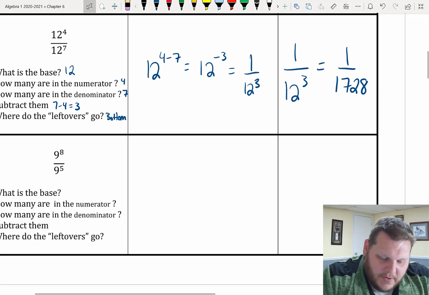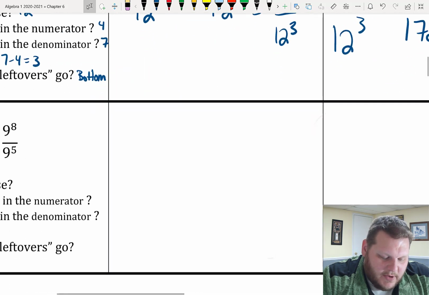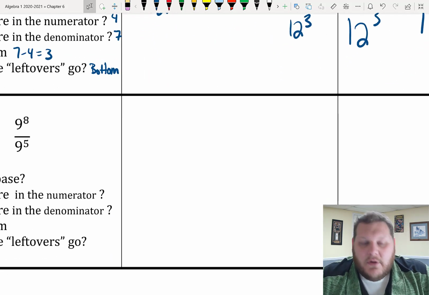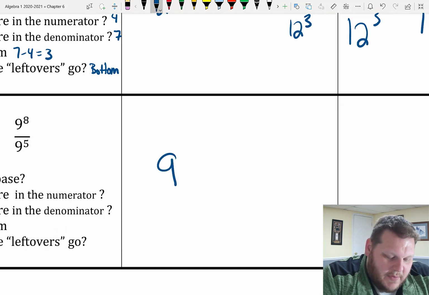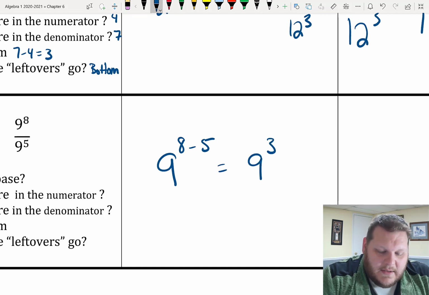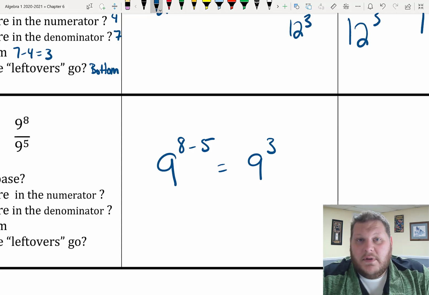All right, one more example, and we're going to skip over the questions over there. We're going to jump right into the meat of the problem. If I've got 9 to the 8th power over 9 to the 5th power, well, okay, I've got my same base. I'm going to subtract my exponents. 8 minus 5 gives me 9 to the 3rd power. I know that 3rd power stays up top.